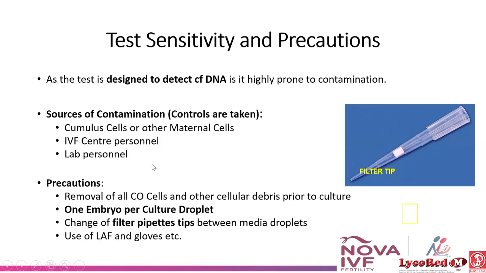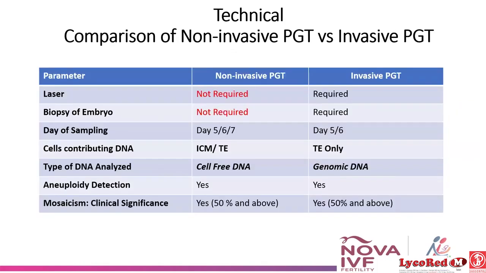What precautions can you take? Removal of the cumulus cells and other cellular debris prior to culture on day 0 as well as on day 3 or day 4. One embryo per culture droplet, no need to explain. And change of filter pipette. When you are collecting the samples, your filter pipette should be changed every time, so that the DNA cannot be mixed with each other. And when you are handling the blastocysts or embryos, you have to change your stripper. You cannot use the same stripper for 2 embryos.